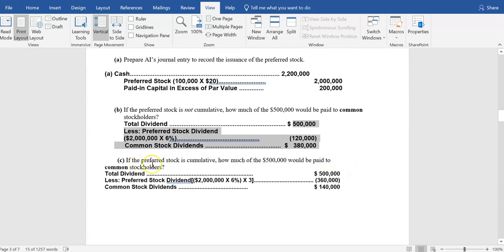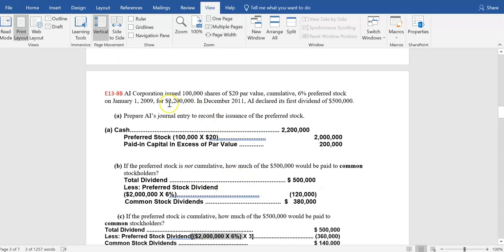So here, if the preferred stock is cumulative, how much of the $500,000 would be paid to common stockholders? Okay. Total dividend is $500,000. Based on the stated dividend rate, preferred shareholders are supposed to receive $120,000 per year. This company began operations in 2009, and in 2011, the first dividend was declared. That means 3 full years of operations have passed before the first dividend is paid.